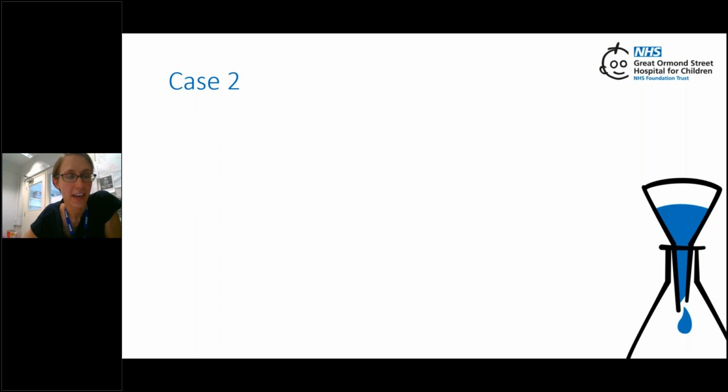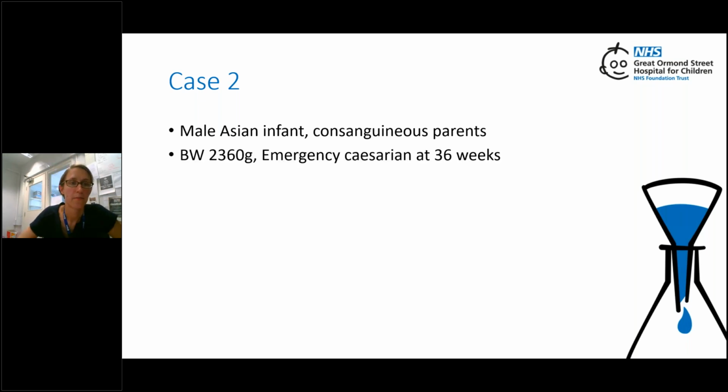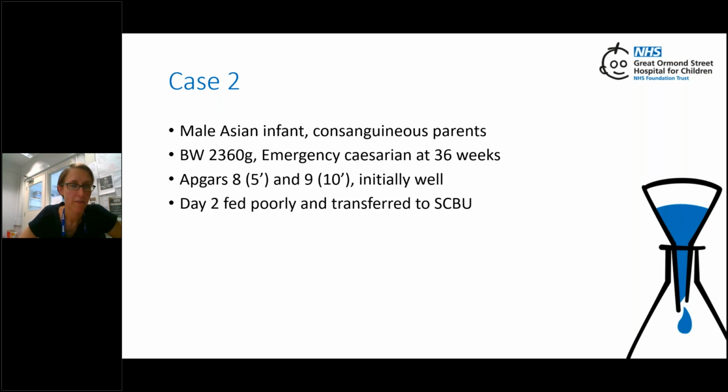I want to go through another case. So this was yet another baby, a male Asian infant who was born to consanguineous parents. He was born a little bit early at 36 weeks with a birth weight of 2.3 kilos and had an emergency cesarean for failure to progress. He was born in quite good condition with his APGARs were 8 and 9, and he was initially well. However, on day 2, he developed poor feeding and was subsequently transferred to SCBU.